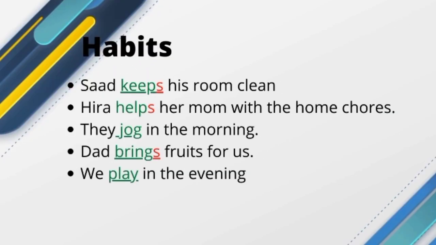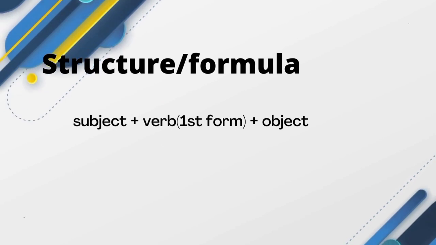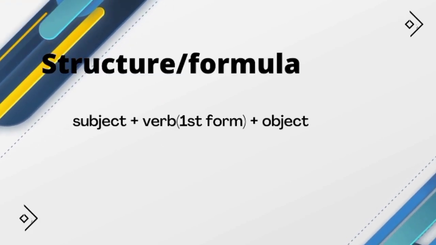Now did you notice something? With these verbs there is an additional S. I've colored it red just to let you point it out. Before explaining that, let's look at the formula. Subject plus verb first form plus object.